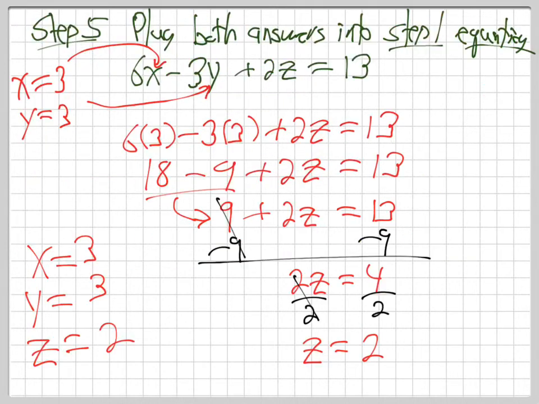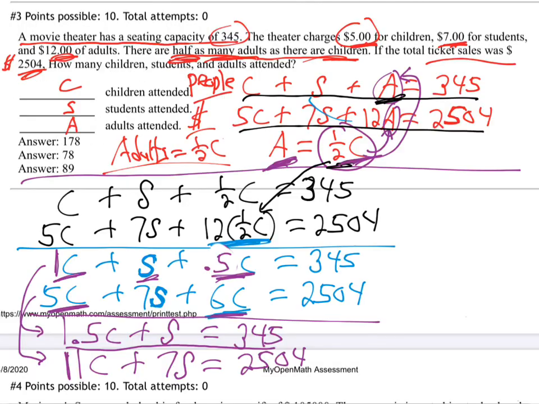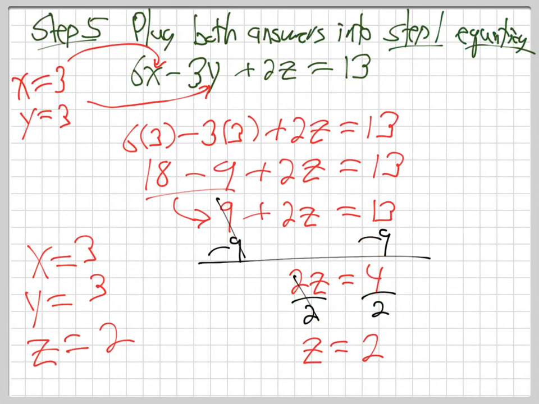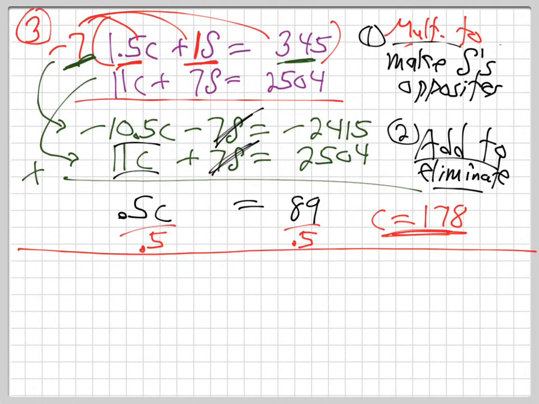What do we got? What would be easy actually would be to grab this equation right here. Adults is half of children. Let's just use that. We can use any. Could we plug into these two? Yeah, we could. But look, adults is half children. That's even easier. You can use anything you want. So I'm going to use adults is half children.